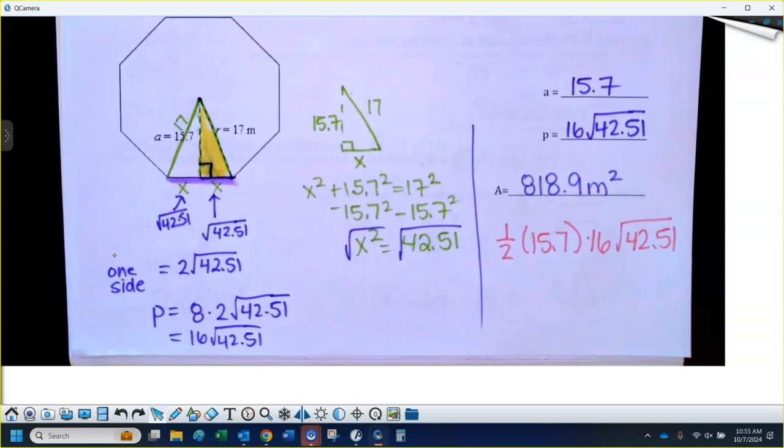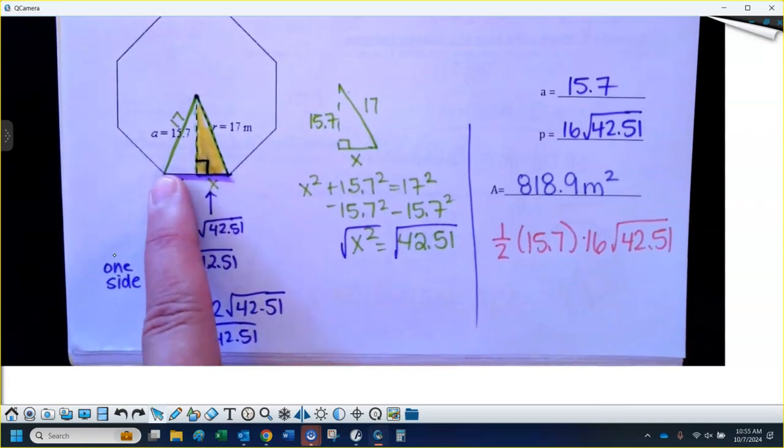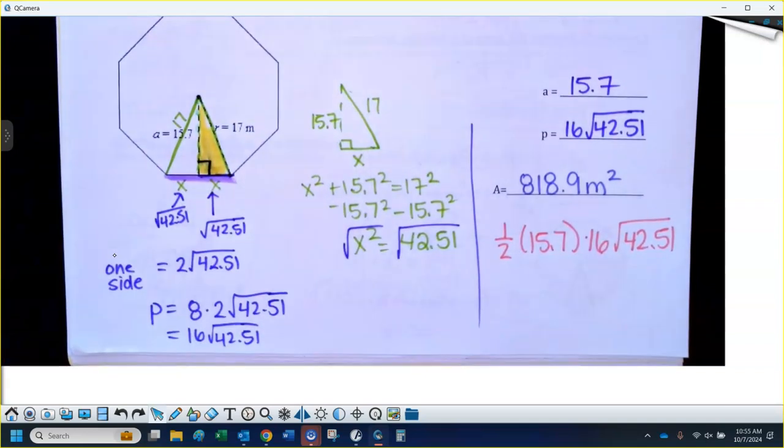That one's the trickiest, I think, of what we're going to work on today, because like I said, when we did this, you get half of the side, so you have to multiply it by 2, and then you have to multiply it by how many sides there are to get the whole perimeter. Is anybody having a question?